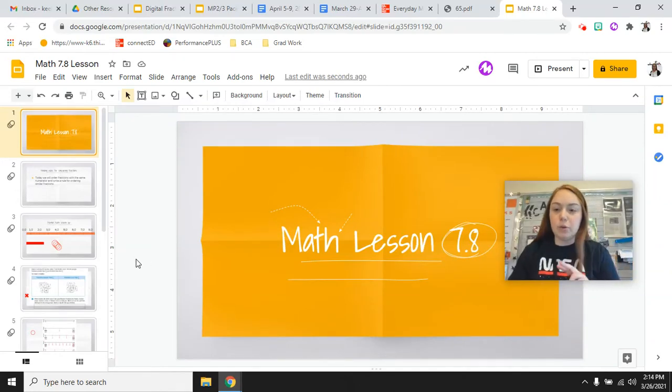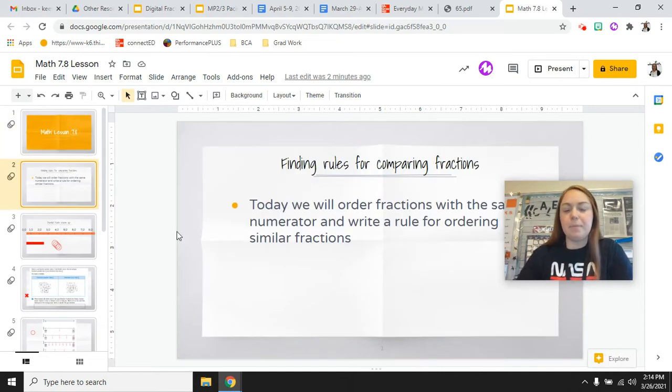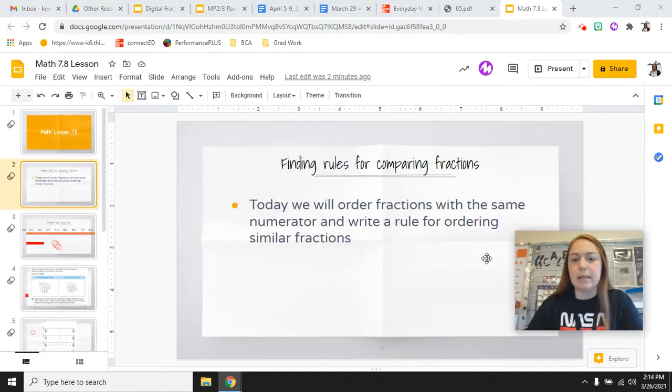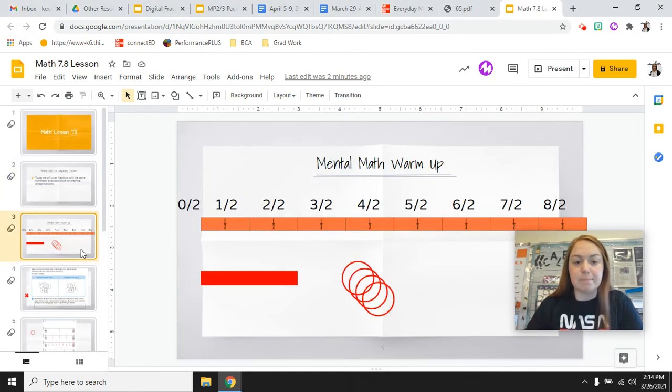This is going to be a 2-day lesson, so we're going to introduce it today, and then you will have something to work on afterwards, and then we will review it tomorrow. So what we're going to be thinking about is rules for comparing fractions. We're going to put fractions in a certain order that have the same numerator, the number on top, and then we're going to write a rule for ordering those similar fractions. So kind of like the general rule that you follow whenever you're working with these different types of fractions.